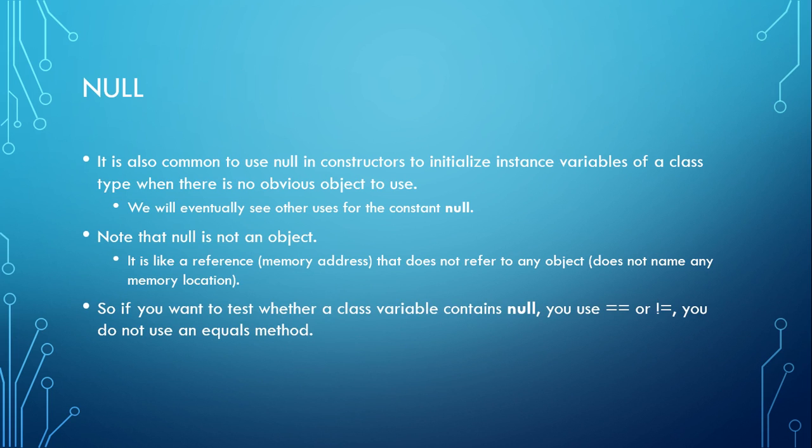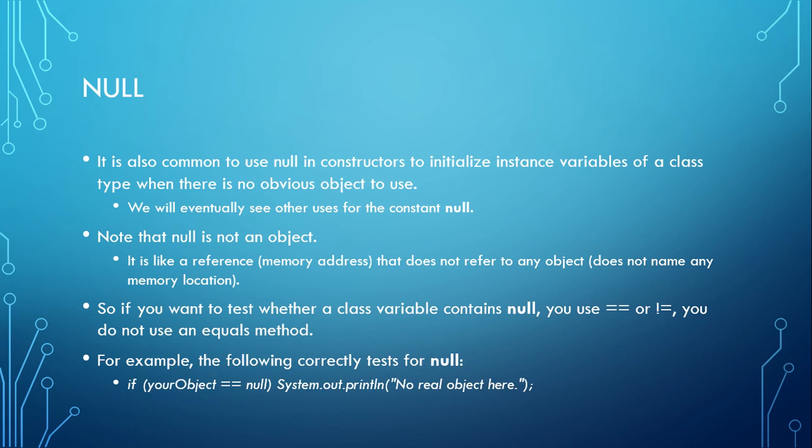So if you want to test whether a class variable contains null, you could use equals equals or not equals. You do not actually want to use an equals method. So, for example, the following will correctly test whether an object is null. If your object equals null, System.out.println, no real object here.